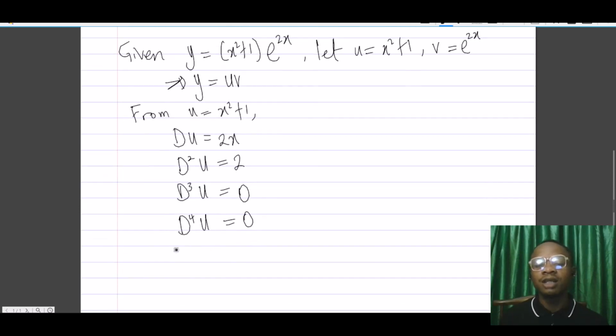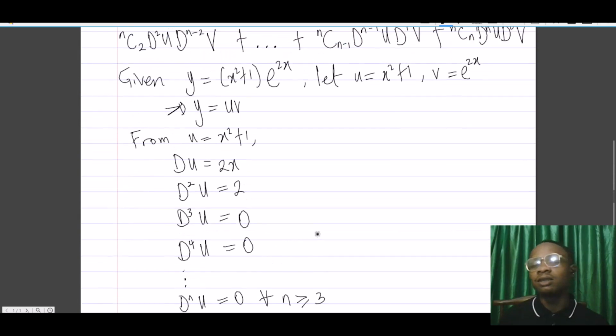So we can see the pattern already, that the nth derivative of u will be equal to 0 for all cases where n is greater than or equal to 3. That means from the third derivative forward, everything is giving us 0. So we just take note of that.